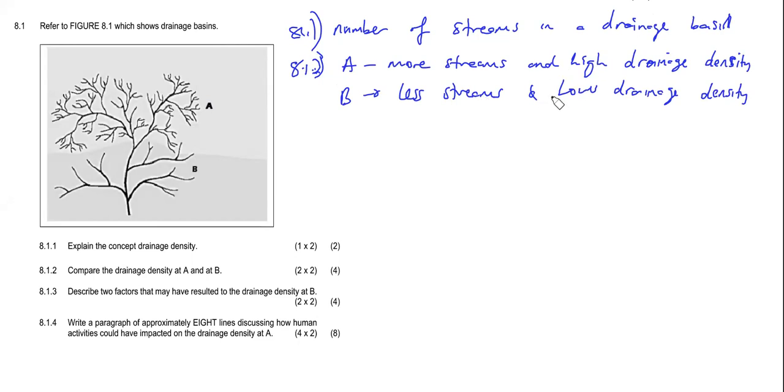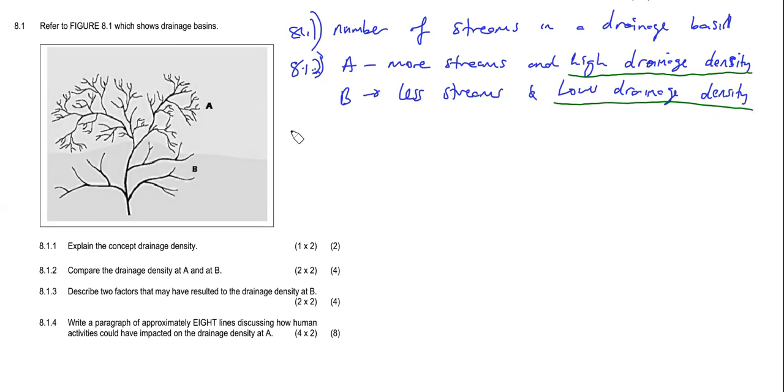Why am I explaining this? So that you understand the meaning. When you're saying high drainage density, what is it? This is important not to miss, because we are to compare drainage density, and they need you to indicate that at A we have high drainage density, at B we have low drainage density. Even if you write only this, you get your marks.